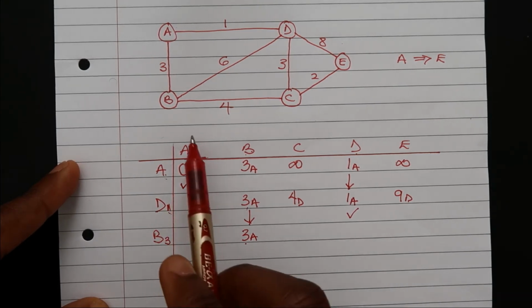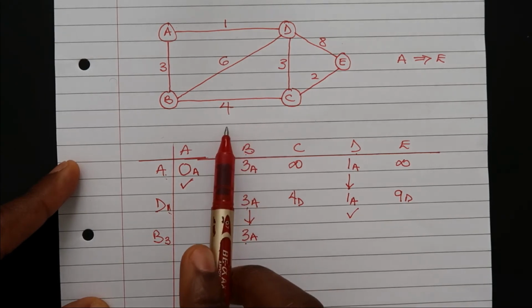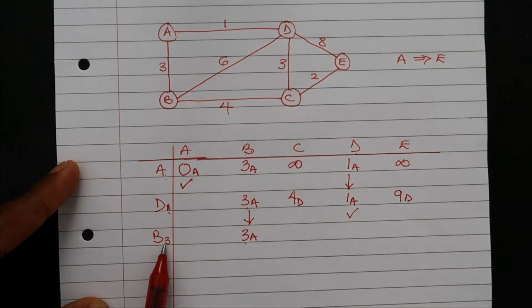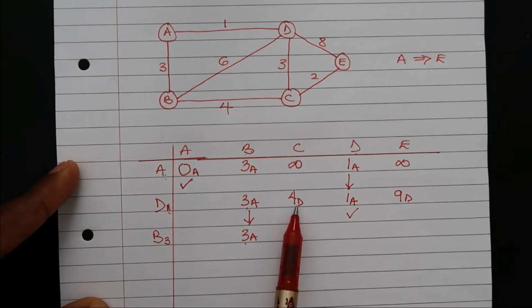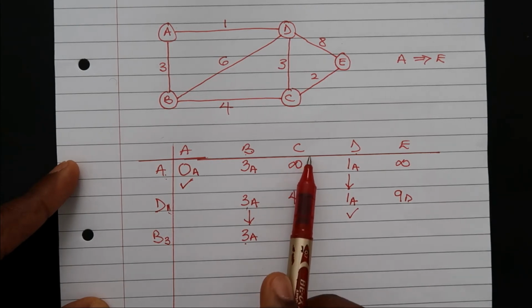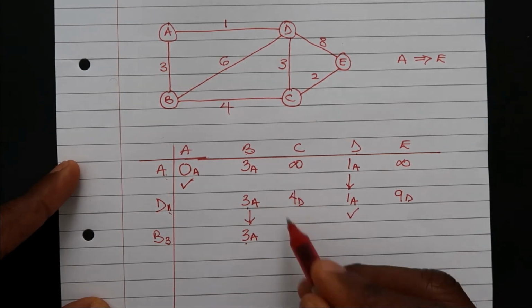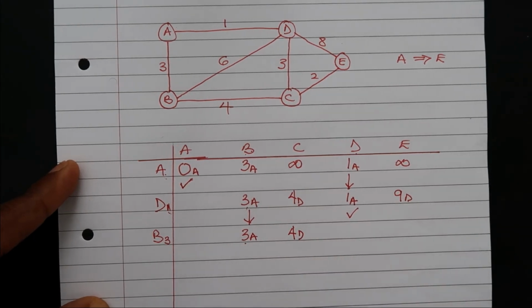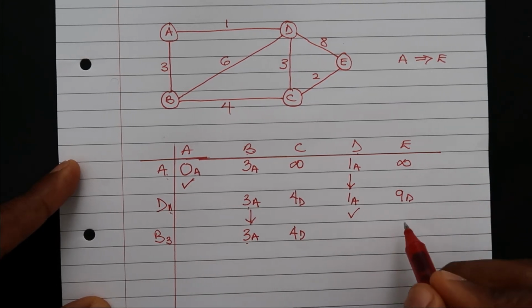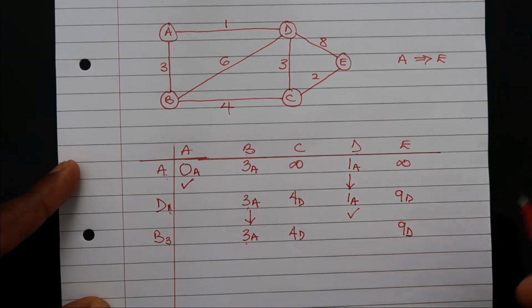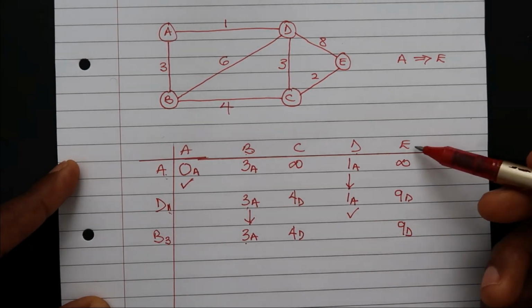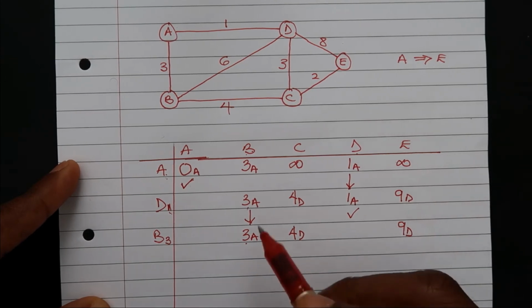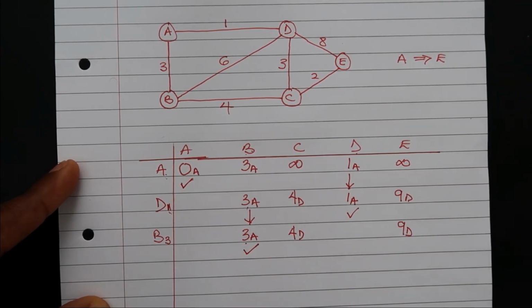Now B to C is 4. 4 plus 3 gives me 7. Now I know that 7 is larger than the best known node to C. So there's no need for me to represent that, so I'll just bring down 4D there. B to E does not exist, so I'll still write down my 9D, because that's the best known path to E at the moment. I have now explored all of B. So I'll compare these two now.